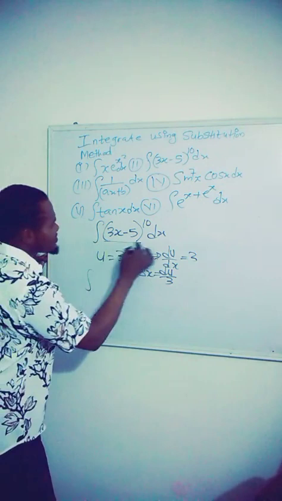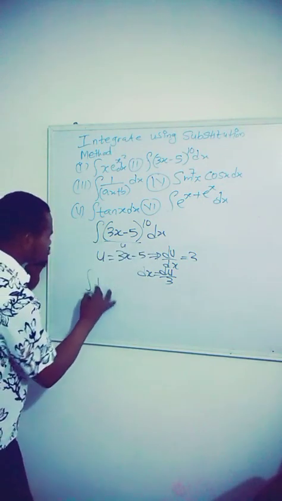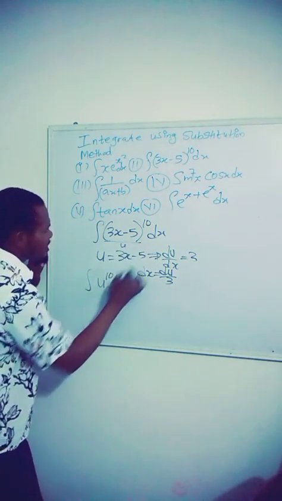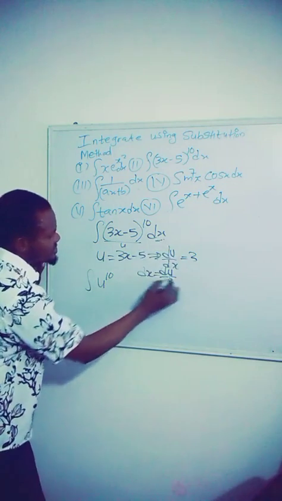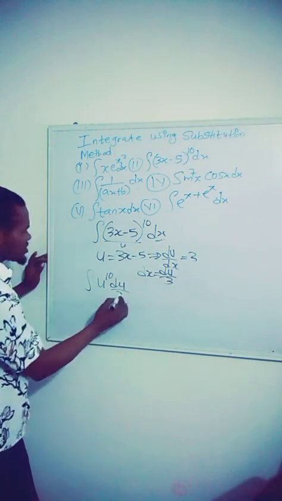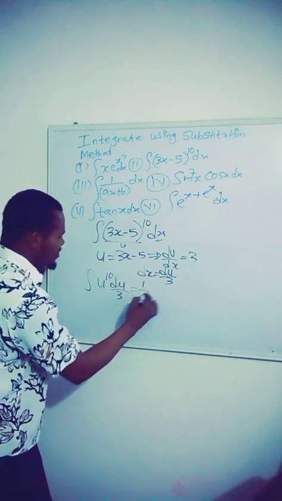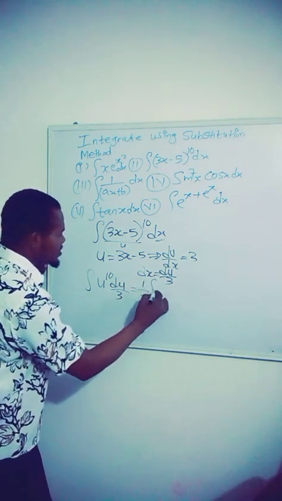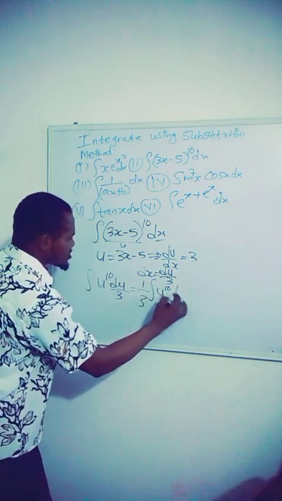Then from here now, we can write this as integral. We have replaced everything here as u, so it becomes u raised to power 10. Then dx is du over 3. So this is a constant, and we can write it as 1 over 3 integral of u raised to power 10 du.